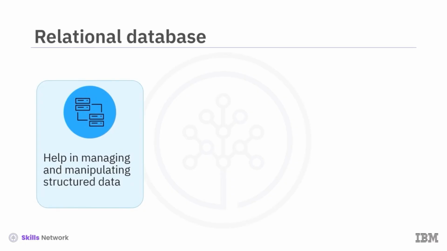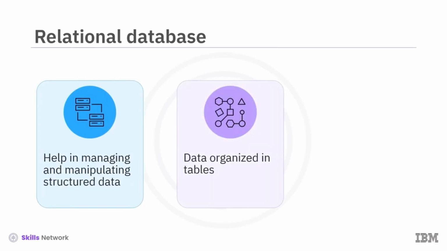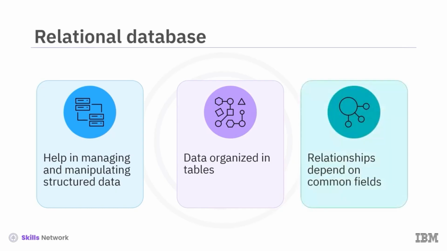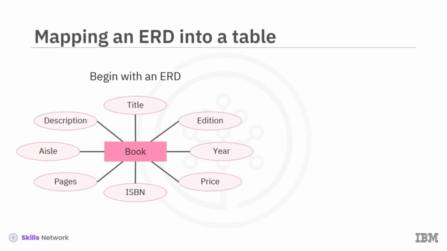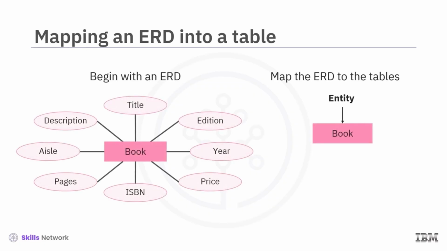In a relational database, you organize data elements in a table. Relationships between the tables depend on common fields. To design a relational database, begin with an ERD and then map the ERD to the tables in a database. The illustration utilizes an ERD for the book entity as an example. The entity book becomes a table with the same name, book.